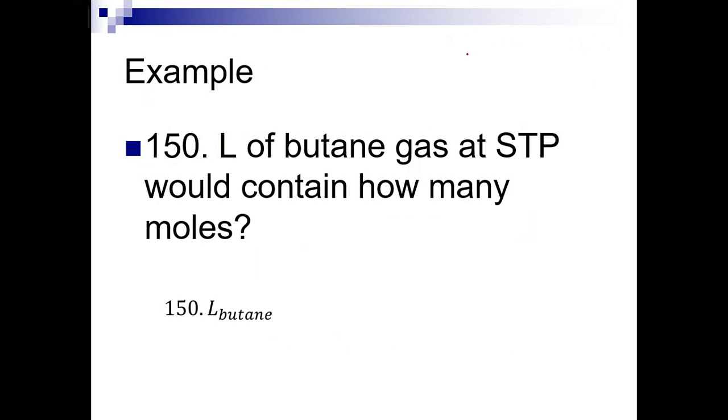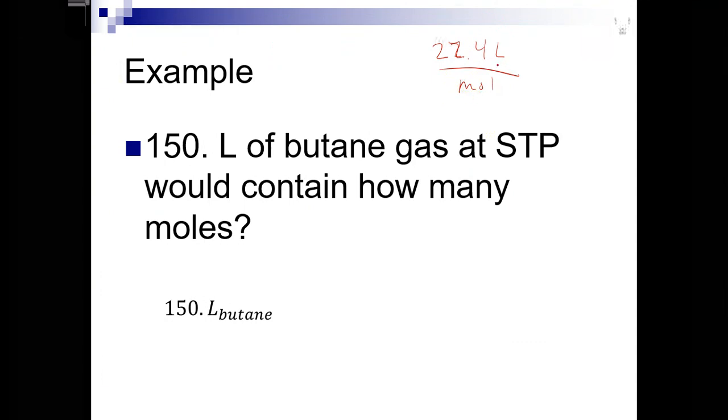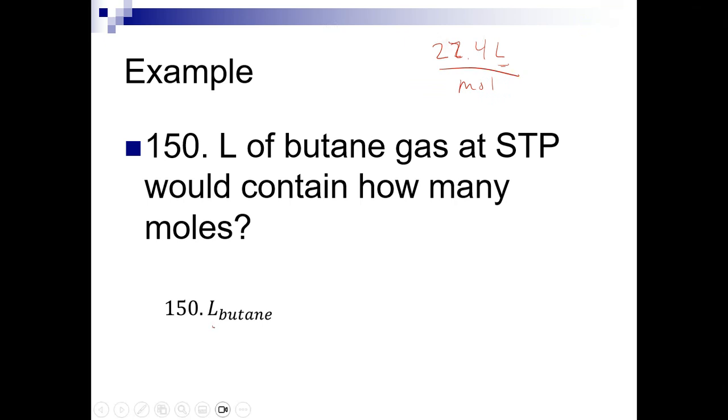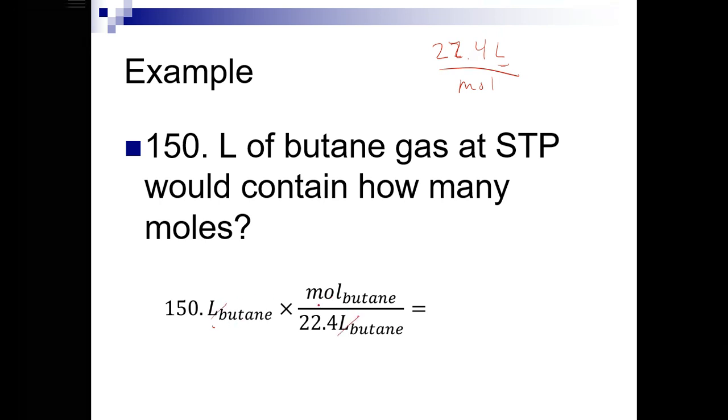My magic number that I get to deal with is 22.4 liters per mole. Am I going to use this the way it's written up here, or am I going to flip it upside down? Well, I want my liters to be in the bottom because that's the unit I have here. So I need to flip it upside down, making it 22.4 liters per mole with the liters in the bottom so that I can cancel liters. I can be left with moles, which is what it's asked for.